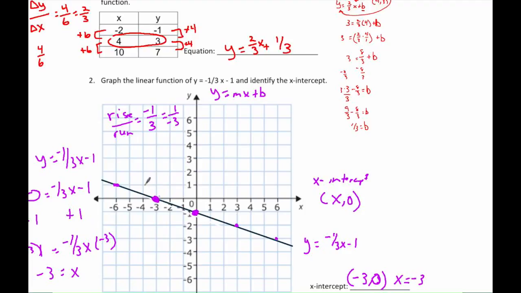Okay, so identify the x-intercept. The x-intercept is right there. It is when y is 0 and x is negative 3 in this case. Okay, let's move on.